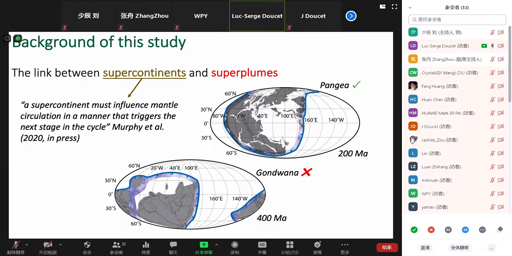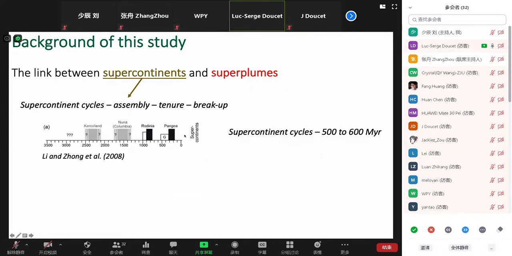So once again, for those that are not familiar with that, there are several supercontinents in Earth history, right? And a supercontinent is defined by the supercontinent cycle, which is the assembly of the supercontinent when all the masses get together, the tenure of the supercontinent, when we have the maximum packing, when everything is together, and then the breakup. The breakup is just when the continents start to drift again.